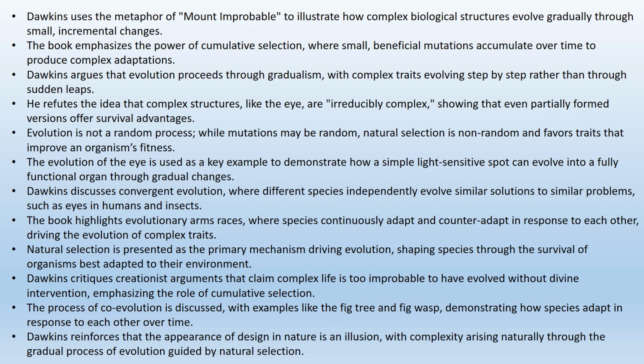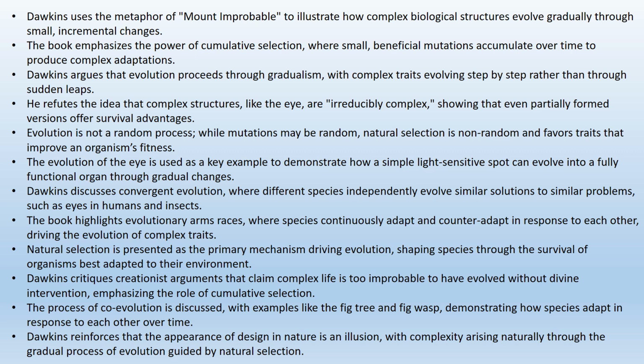The evolution of the eye is one of the most famous examples Dawkins uses to illustrate the power of gradual evolution. He explains how a simple light-sensitive patch of skin can evolve into a fully functional eye through a series of small, advantageous modifications. Each step along the way, from a simple light-sensing spot to a cup-shaped depression that allows for directional light detection, to the development of a lens that focuses light, provides a survival advantage, making the organism better adapted to its environment.